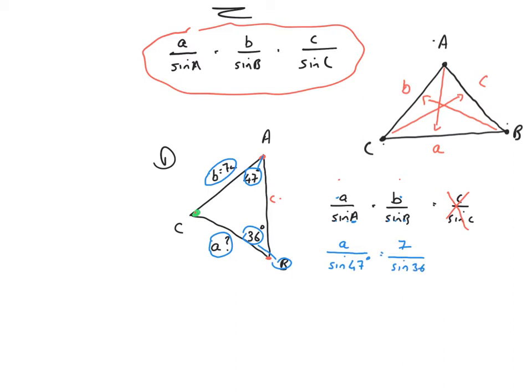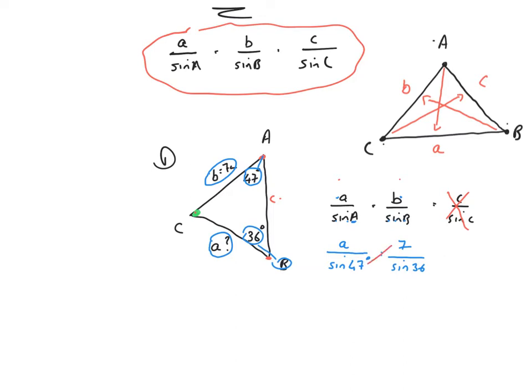Now let's just go over that again. You've got information about A, you've got information about B, you don't have any information about C, so you scrub that. a over sine A equals b over sine B. You then start to substitute things in. a is the thing that you're looking for, that's why there's a question mark next to it. Then it's sine capital A, that's 47, sine 47. Lowercase b is 7, so write down 7, and then it's sine of capital B, which is sine of 36.